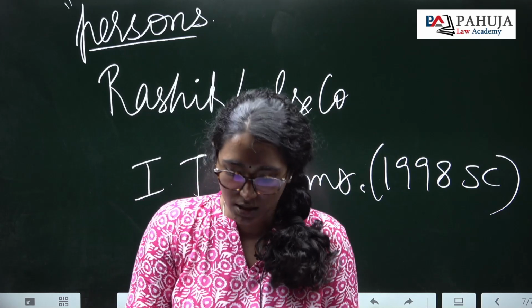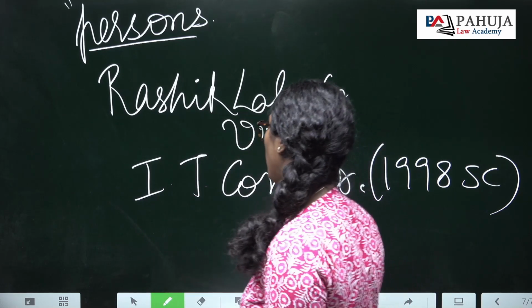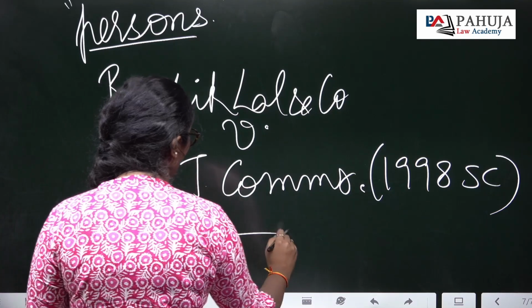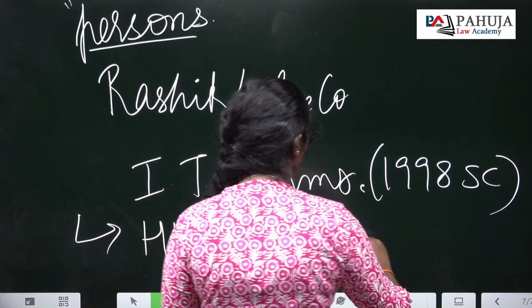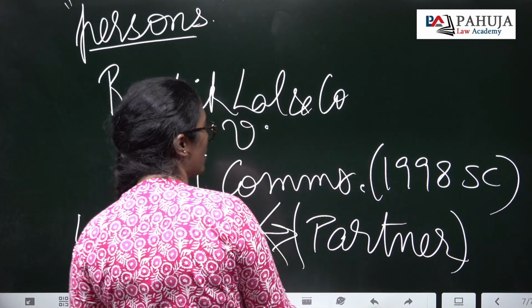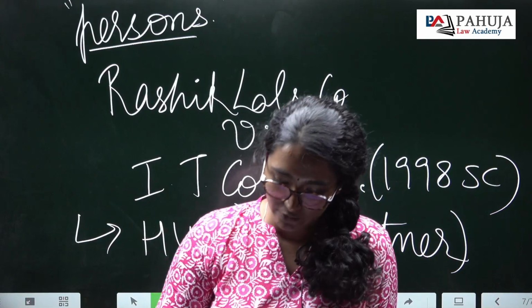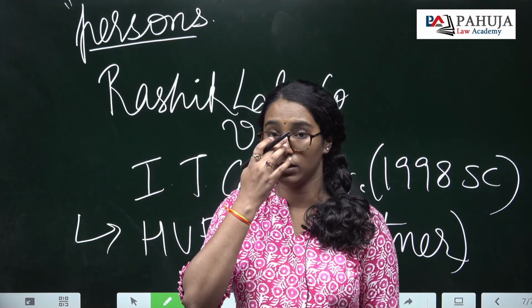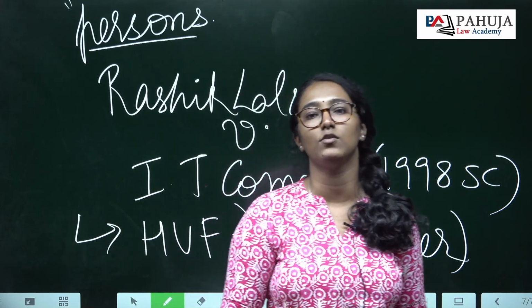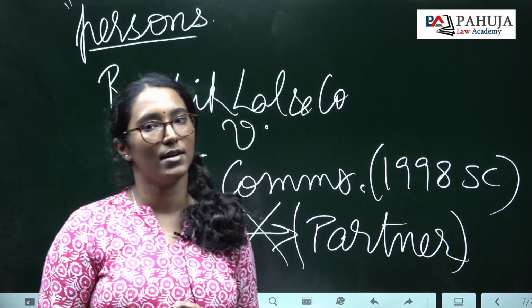It was held that a Hindu undivided family cannot become a partner of a firm directly or indirectly, which means that a Hindu undivided family cannot be a partner in any firm. Neither can they become a partner directly nor indirectly. Hindu undivided family is only an association of individuals. An association of individuals which operates through the karta. The karta is its manager and the karta also conducts the business operations.